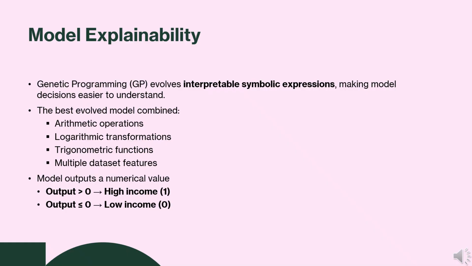One of the biggest advantages of genetic programming is that it creates interpretable symbolic expressions. This means we can actually see how the model makes its decisions, unlike many black box models. In our case, the best evolved model combines several types of operations, including simple arithmetic operations, logarithmic transformation, trigonometric functions, and multiple features from the dataset. All of these were brought together into one symbolic expression. The model then produces a numerical output for each data point.